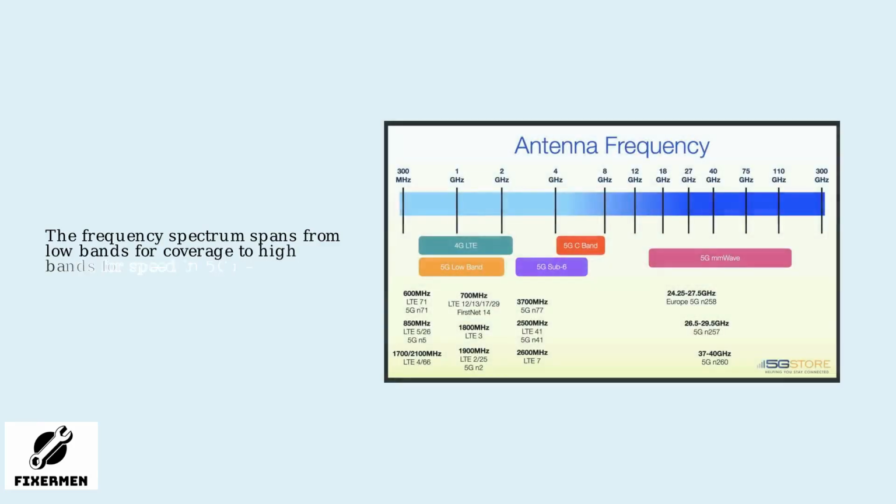This diagram shows how different frequencies decay over distance. Lower frequencies, like band 12 at 700 MHz, travel farther and provide better coverage in rural areas compared to higher frequencies. This spectrum chart shows the frequency ranges for different cellular technologies, from 4G LTE in lower bands to various 5G bands at higher frequencies.